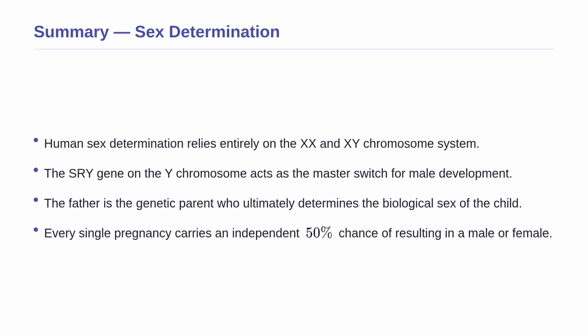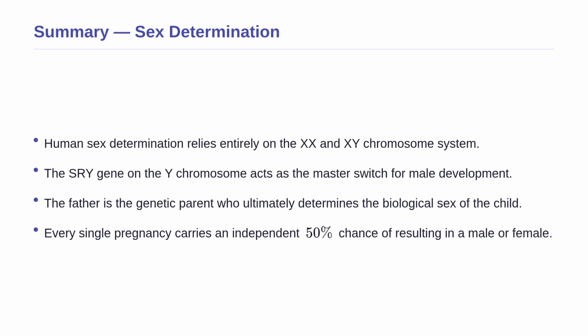To wrap up our lecture, let us review the key takeaways. Human sex determination relies entirely on the XX and XY chromosome system, with the SRY gene acting as the master switch for male development. Because the father can pass on either an X or a Y chromosome with equal likelihood, he is the genetic parent who ultimately determines the biological sex of the child.